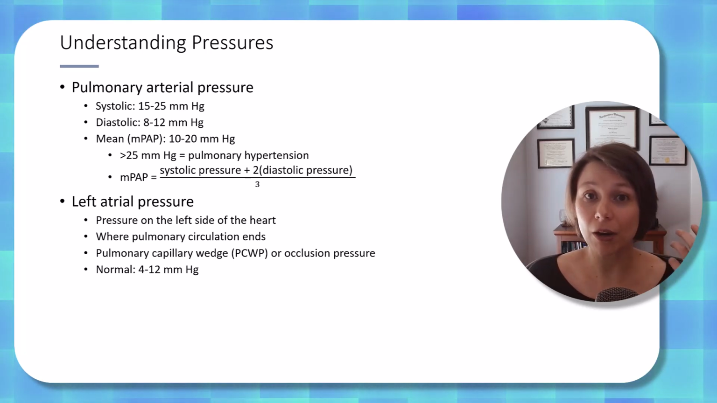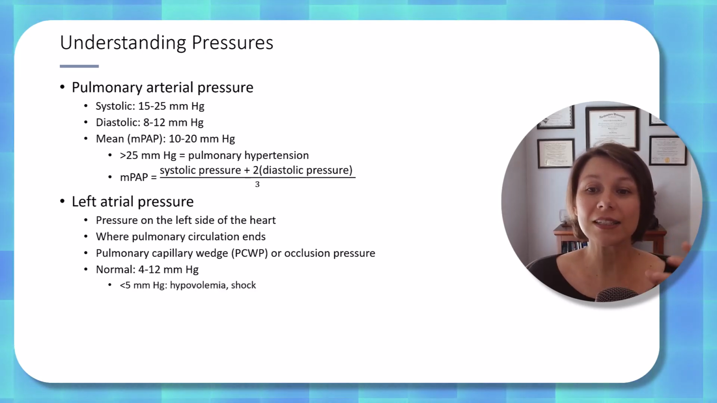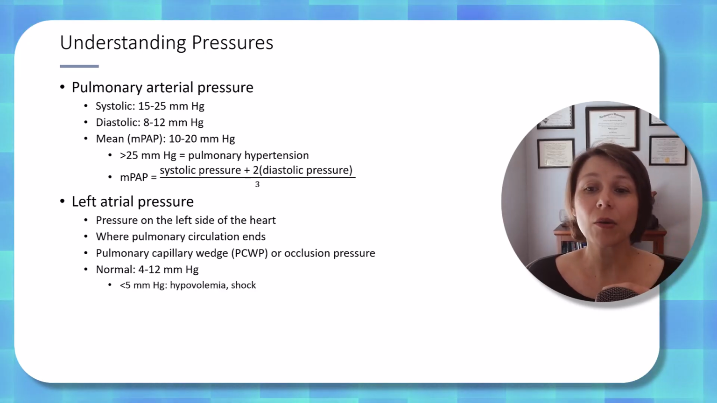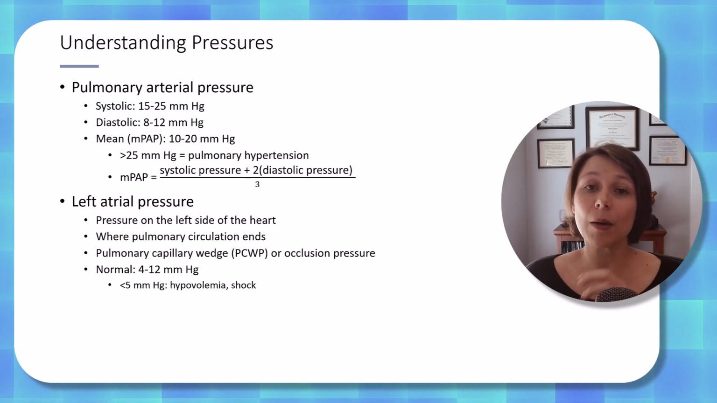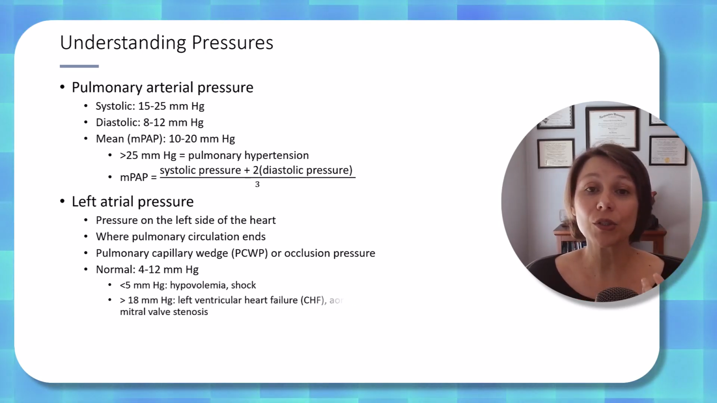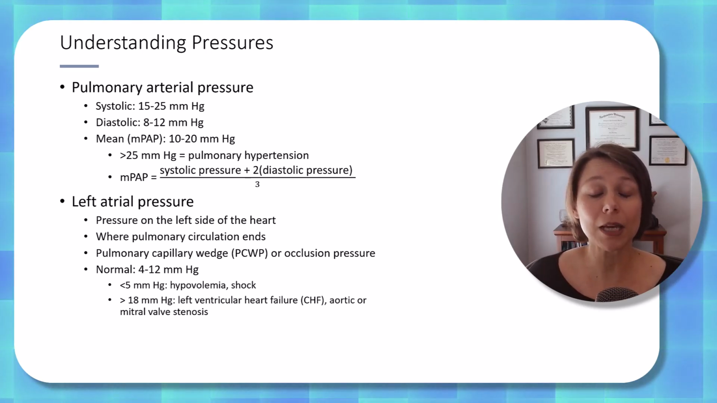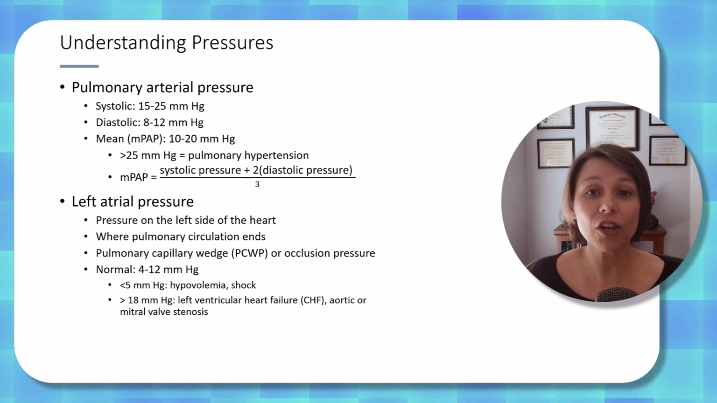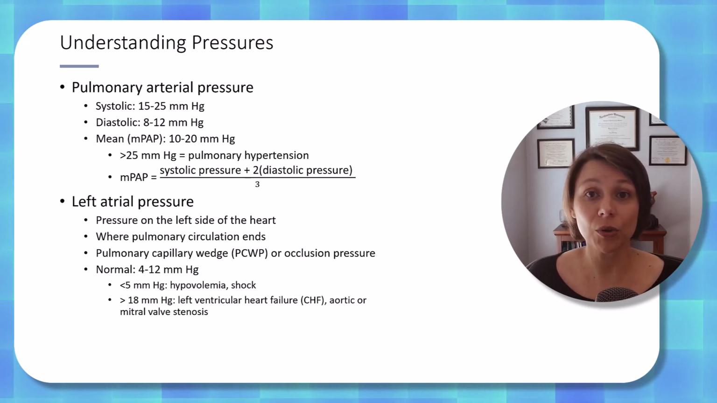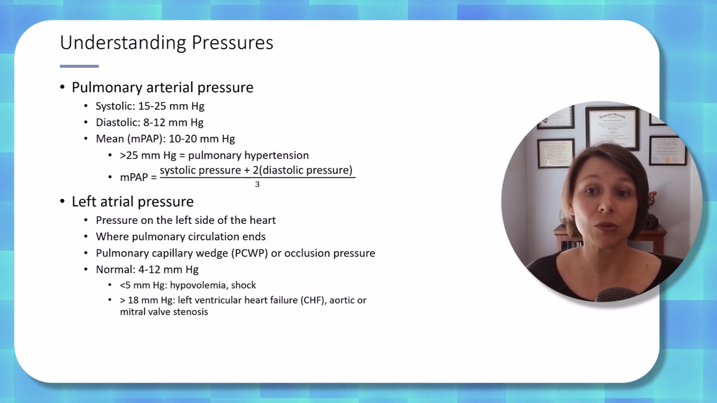But when we're worrying about when something is pathological, if it's less than about 4 to 5, then we are concerned that there may be hypovolemia or shock, taking into account other values. If it's greater than 18, then we need to worry about it having some type of left-sided heart failure or a valve issue on the left side of the heart, something like mitral valve or aortic stenosis.